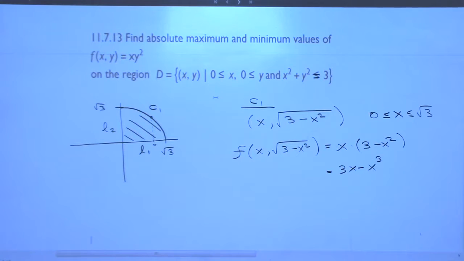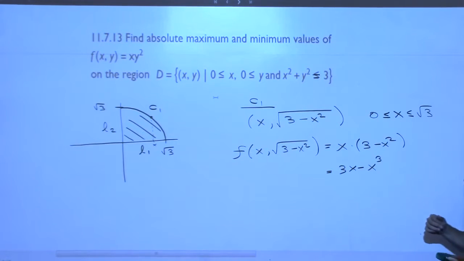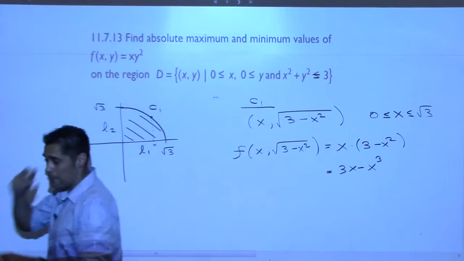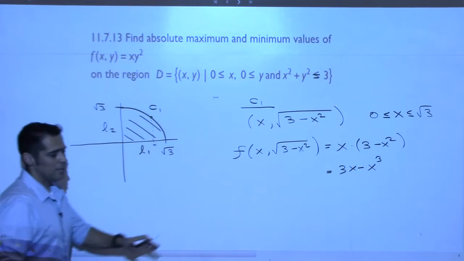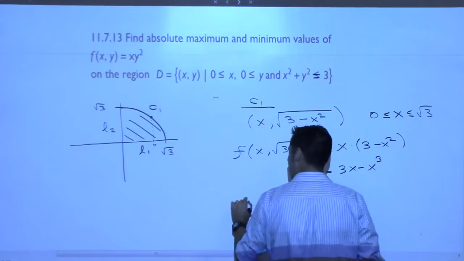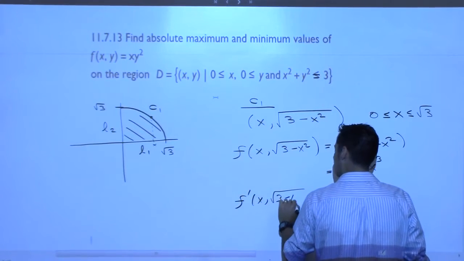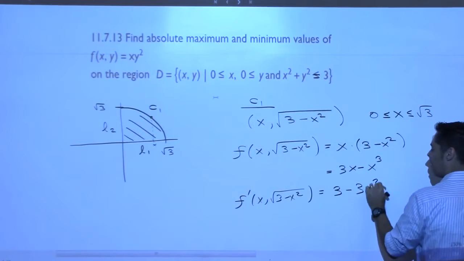Now let's find the critical numbers of this. We've never had a cubic, right? We've had a line. We've had a constant. Like along this one, it was constant. We've had a parabola. We've never had a cubic. Well, anything can come out of these. It just depends on your boundary. It depends on your function. You just now need to be able to take the derivative of this. So the derivative of f of x, x times root 3 minus x squared, is 3 minus 3x squared.